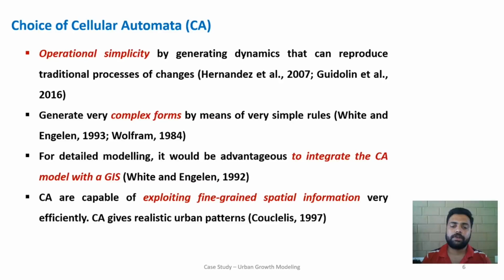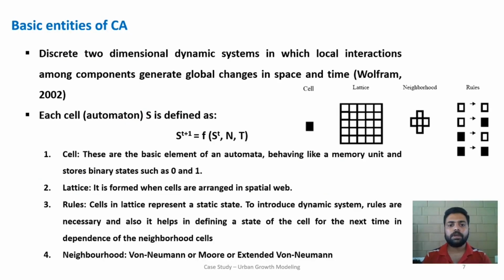That means whatever data you are getting for free today from Landsat is 30-meter resolution. You can also include 5-meter resolution. You can also include 1-meter resolution in that. So CA gives realistic urban patterns. Let us understand the different basic building structures of CA. Cellular automata is basically a two-dimensional dynamic system in which local interaction among components produces global changes. That means a very simple rule in the input can change the output drastically.